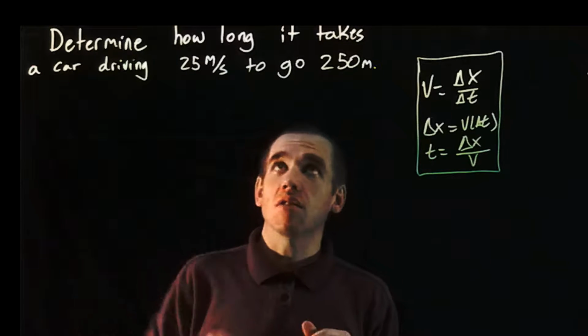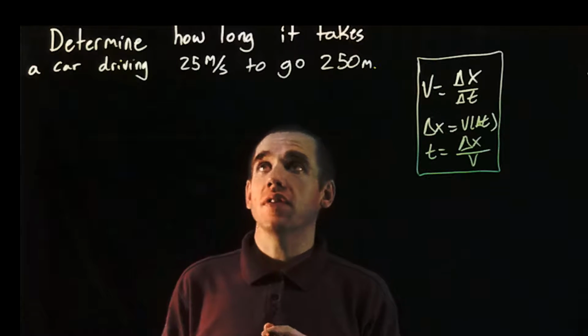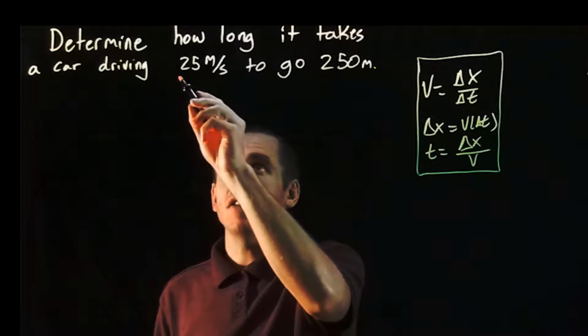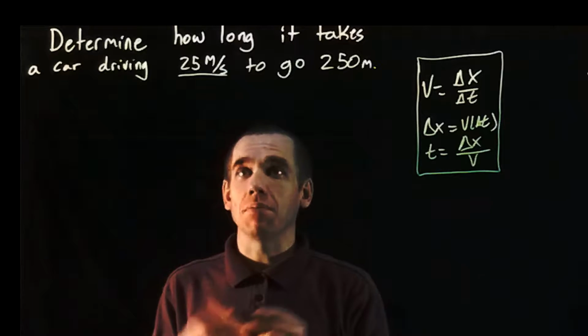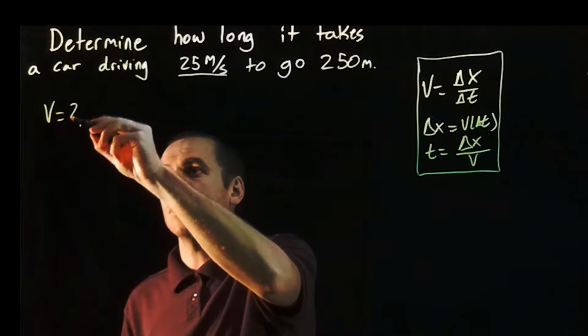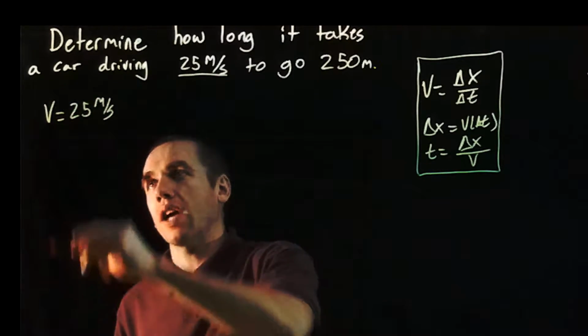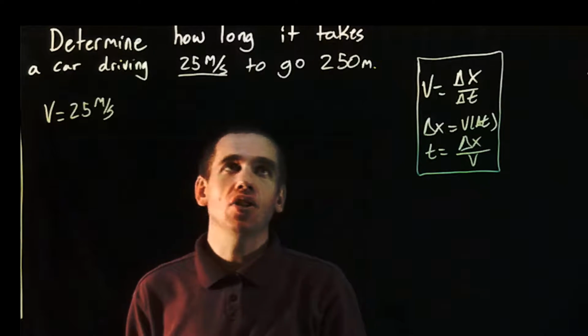So the problem says determine how long it takes a car driving 25 meters per second to go 250 meters. Look for the units because they tell you things. 25 meters per second. Meters per second is the unit for velocity. So I can go ahead and say velocity equals 25 meters per second. That's the first step in showing work. I've got my list of information.